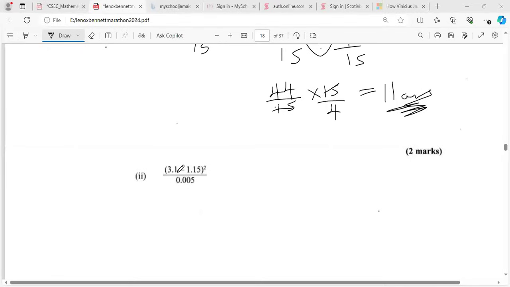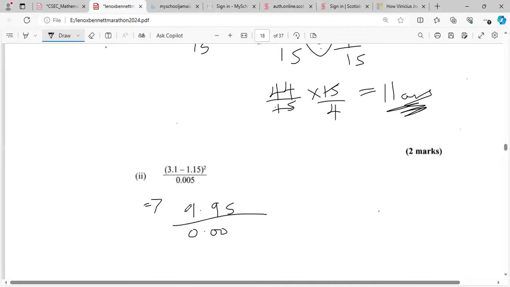Alright, so it says 3.1 minus 1.1 bracket square divided by that, right? So we know that we're supposed to work out the bracket first, right? Alright, so 3.1 minus 1.15, which gives me 1.95. Alright. So now I'm going to divide by this now. Divide by 0.